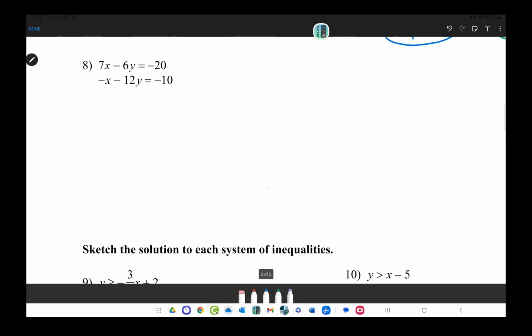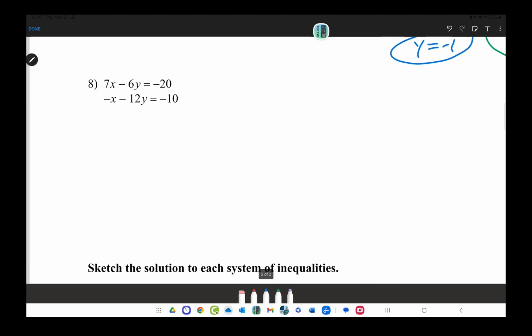You have a question that doesn't even have the same number. So we have to multiply one or both equations to make them have the same number. If I want to get rid of x, what would I do? I multiply that bottom row by 7 to make that a -7x.